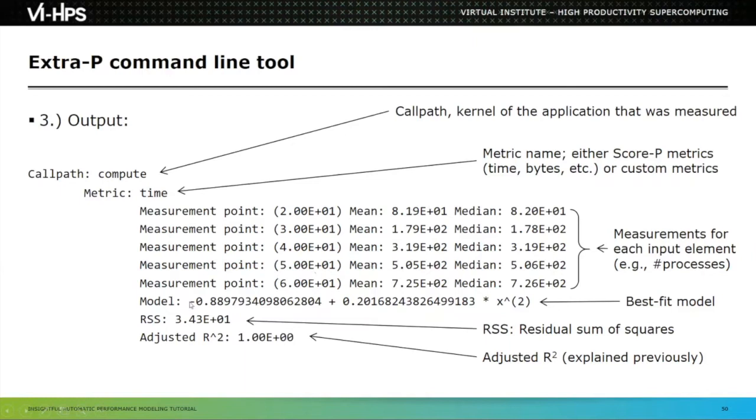And then, of course, we also get the model that Extra-P has created for us, which is automatically the best fit model that Extra-P found. In the end, you will also have some statistical quality control metrics that will tell you how well the model fits. For example, here the R square is 1 in this case, and this will tell you that the model has a great fit on our measurement points, basically.